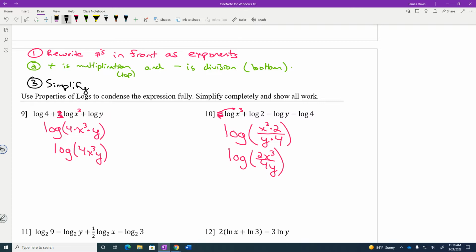We would simplify that fraction. Make it x cubed over 2y. Yeah, 2/4 is the same as 1/2, right? So this is x cubed over 2y. So you want to reduce any fractions you can. If there's stuff to cancel out, we want to cancel it out.